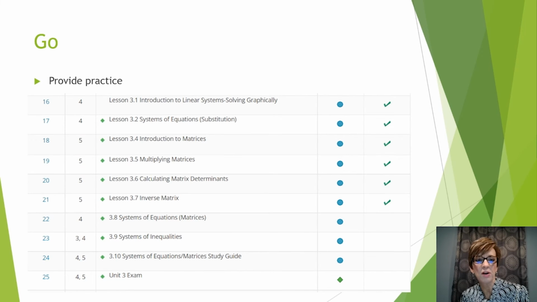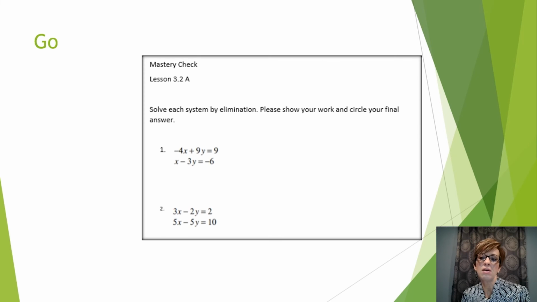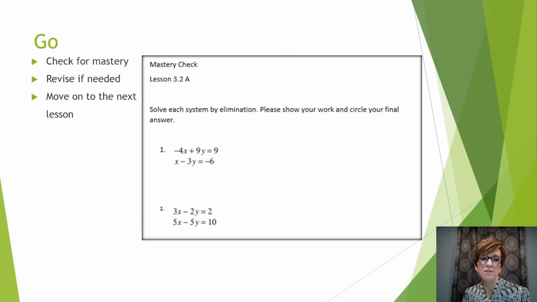There's a lot of different helps that they can get, including seeing a similar problem, working through a problem step by step with guidance from the computer system. And when they finish that, then they are ready to complete a mastery check. And so you can see this is lesson 3.2a mastery check, and I just use different letters to keep track of the different versions because you do have to have several different versions. After students complete the mastery check, then we decide that if they need to revise or if they are ready to move on to the next lesson.